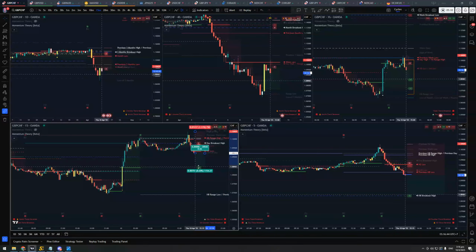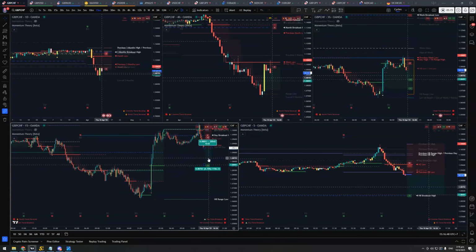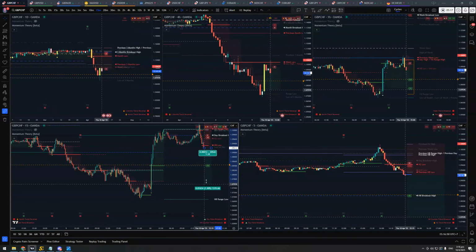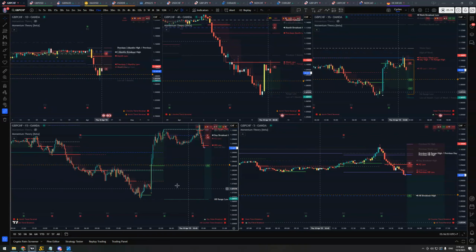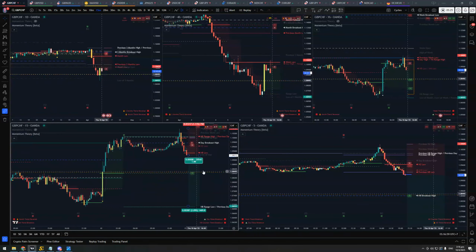Okay, so I'm looking for at least a move down to this H8 breakout level. But I would like to see it move a bunch of levels in between. I'll have a look to see what it does at each of these levels. But first, I wanted to get to that H8 breakout level.